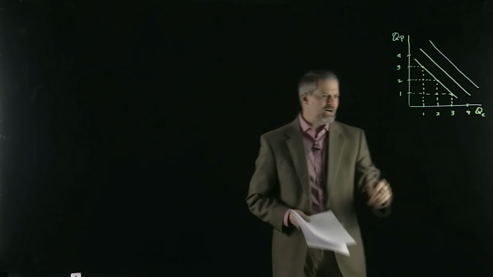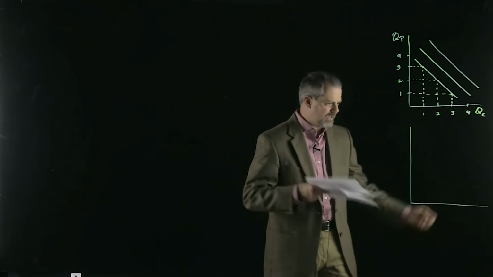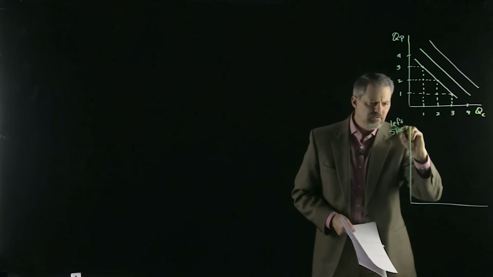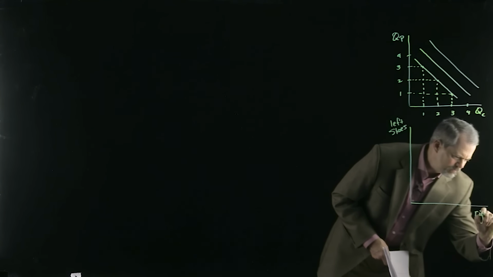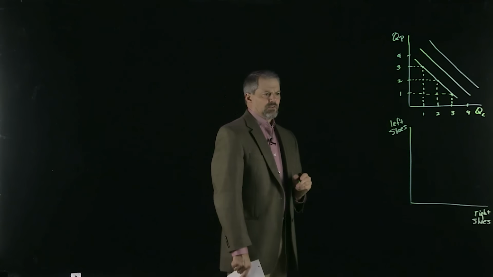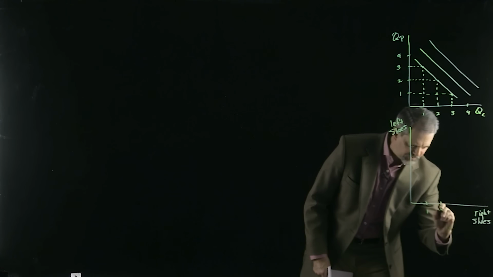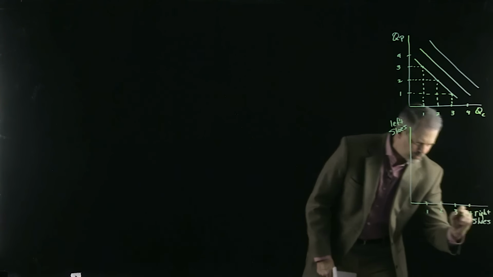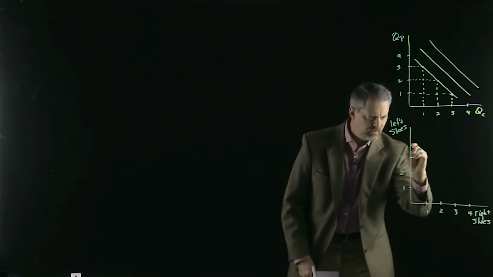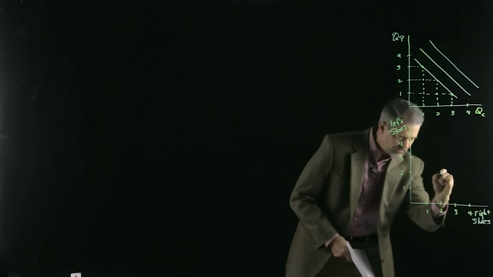We could have perfect complements. So if we had perfect complements, let's say that we had, I don't know, say left shoes and right shoes. So let's suppose you had, let's put some numbers up here. 1, 2, 3, 4, 1, 2, 3, 4. Let's suppose you have 2 left shoes and 2 right shoes. So you've got 2 pairs.